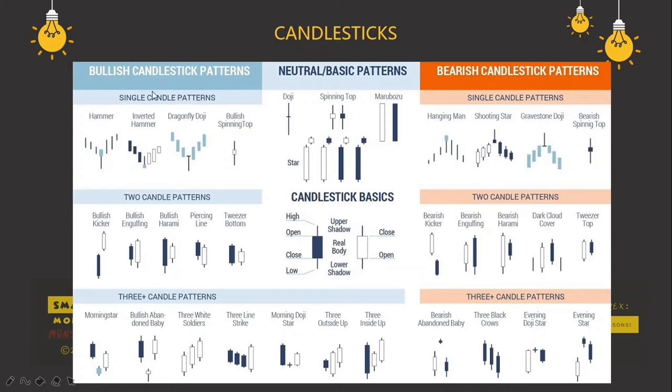So now here you can see candlestick patterns. There are different candlestick patterns, right? Here you can see single candle patterns, showing you hammer, inverted hammer, dragonfly doji, bullish spinning top. If you look at this hammer, you will see that the body is on top and the wick is down. It doesn't even have any shadow or wick on top. So it's just body, then under it is a wick. So it looks like a hammer.